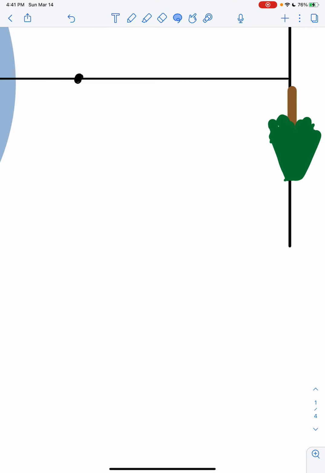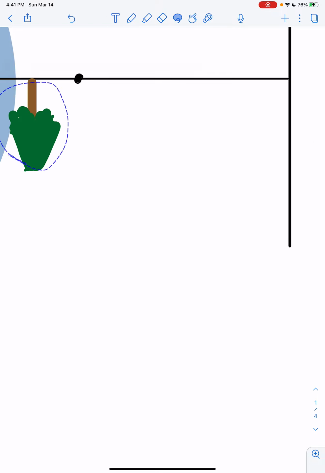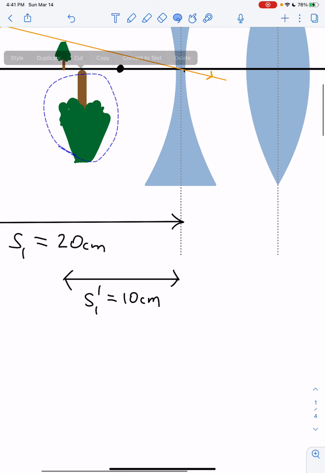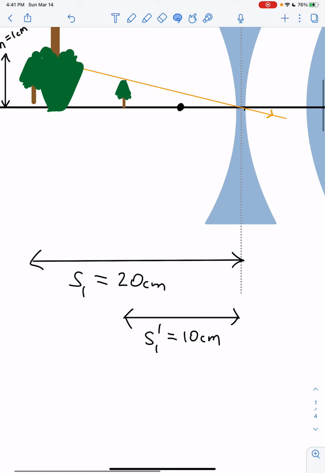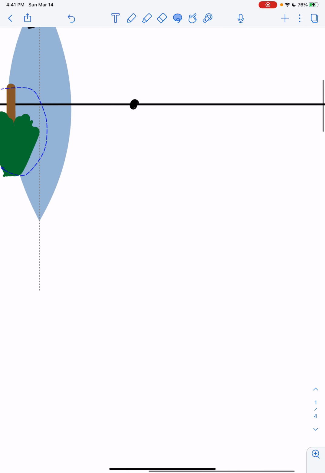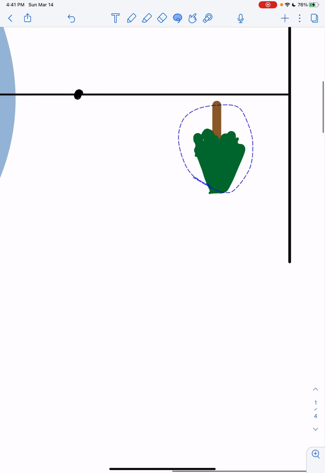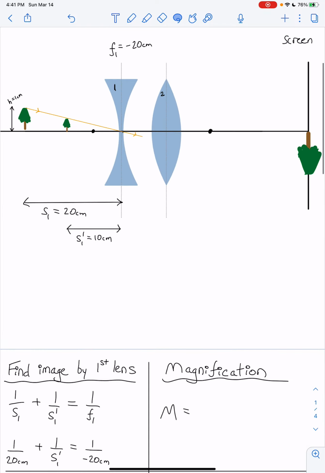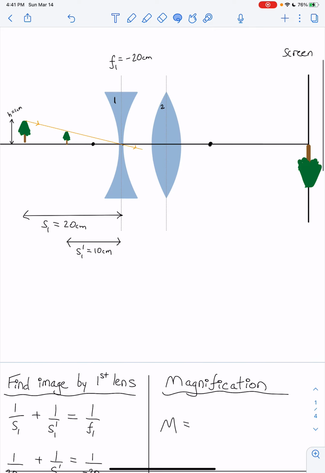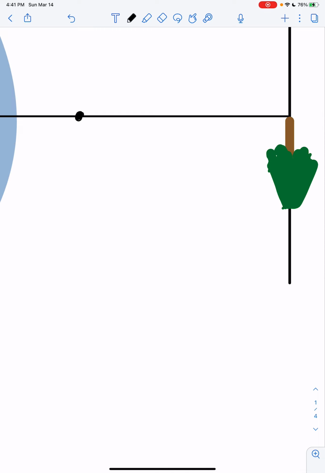So it'll be something, I think that's about twice as big. Let's take a look. Pretty close. Because at this point, we know the overall magnification, the absolute value of the magnification is 2, because we were told what the height was. It's 2 centimeters.